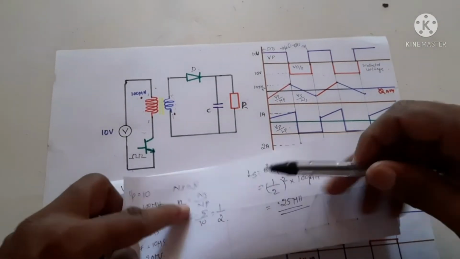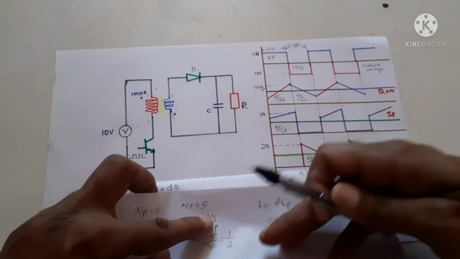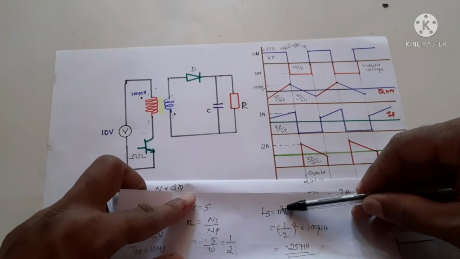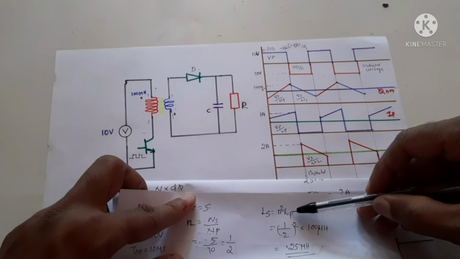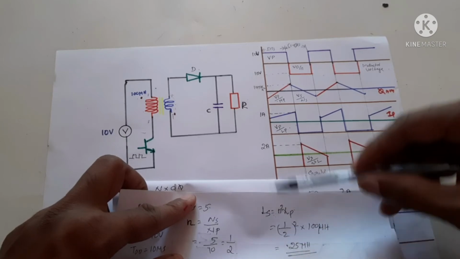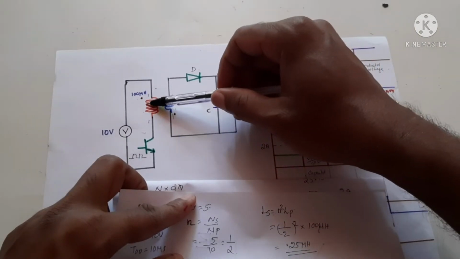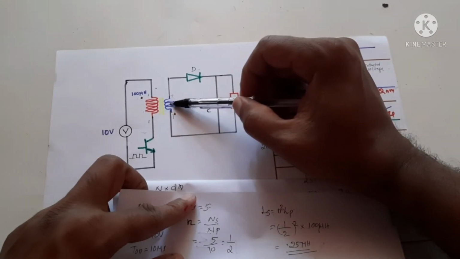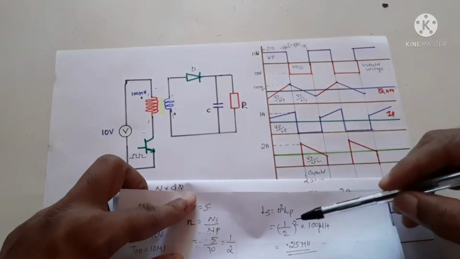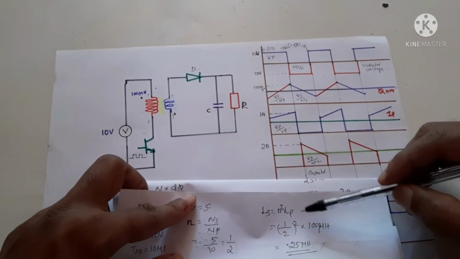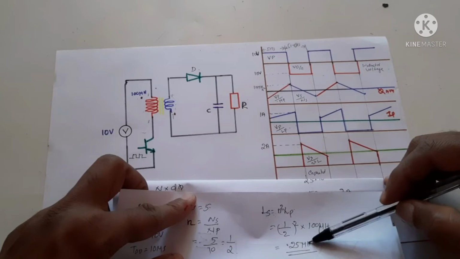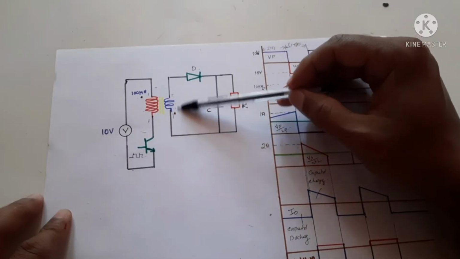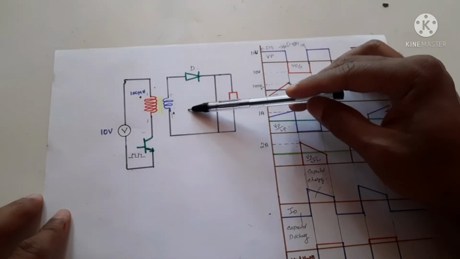That is given by this equation: Ls, the secondary inductance, is equal to N square into the primary inductance. N square means the ratio is 1 by 2. Here 10 turns, here 5 turns. So 5 by 10 is 1 by 2. 1 by 2 square into 100 primary inductance is 25 microhenry. The inductance seen by the flux is only 25 microhenry.